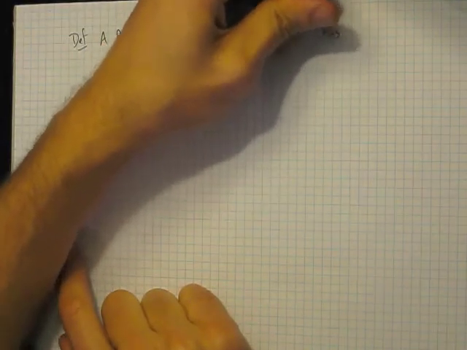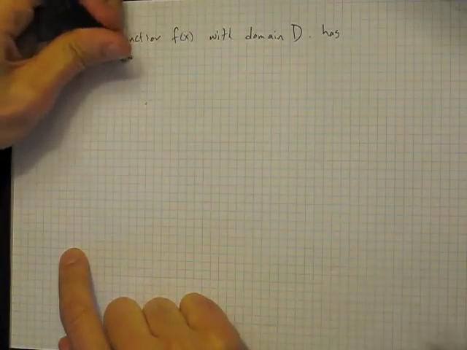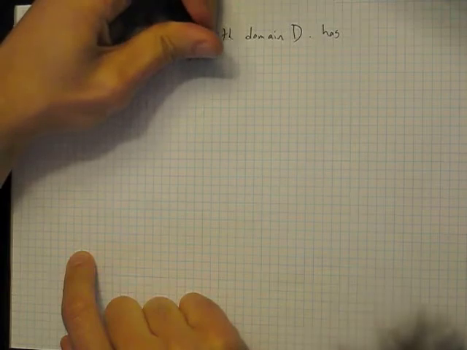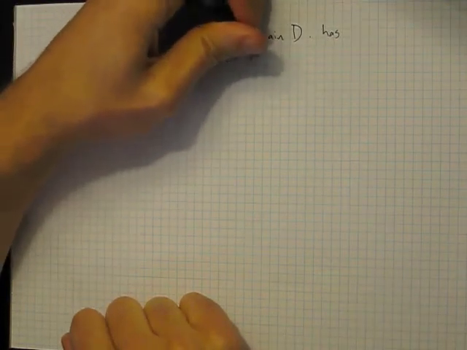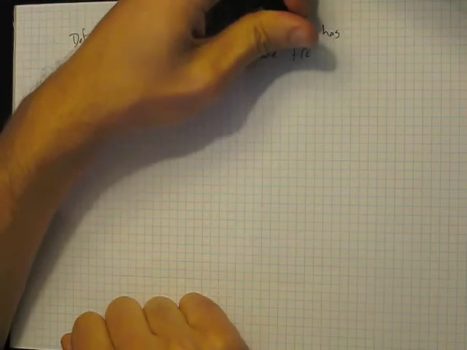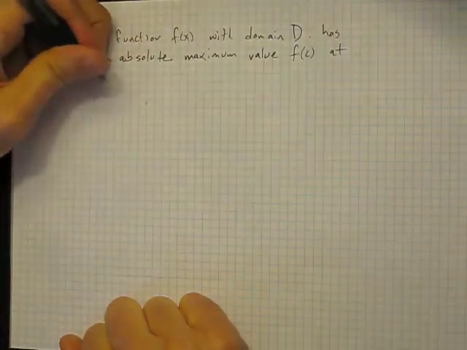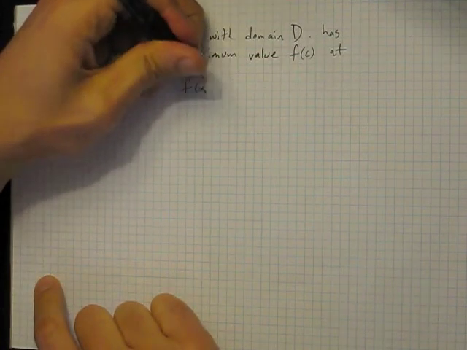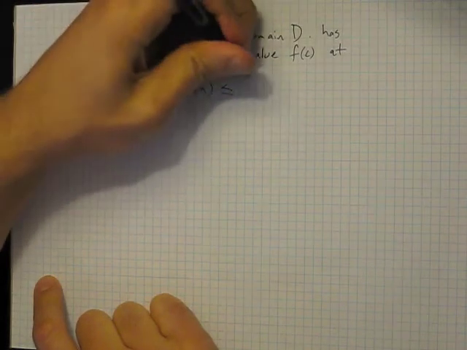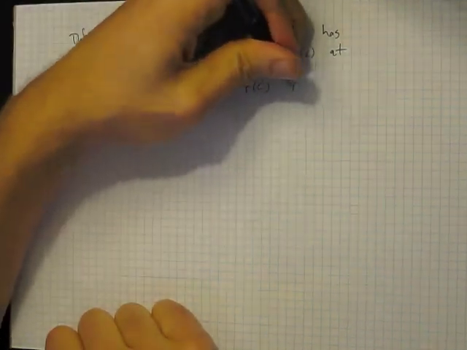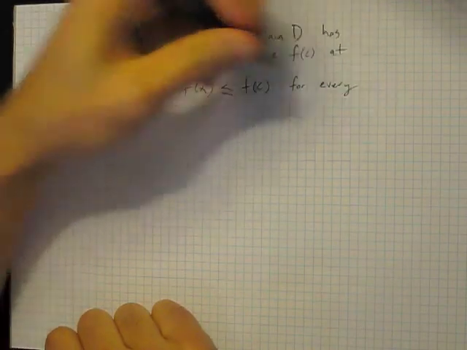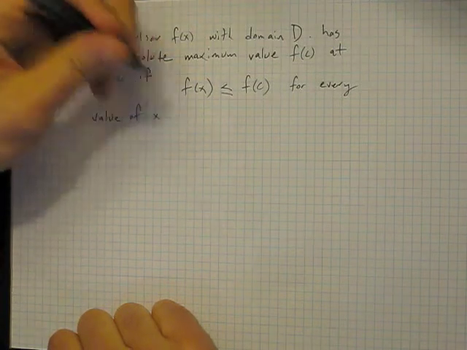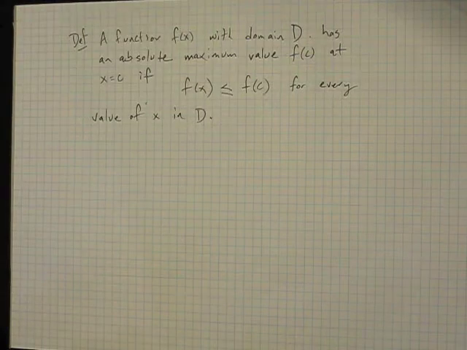has an absolute maximum value, let's say f of c at x equals c, if f of x is less than or equal to f of c for every value of x in the domain.